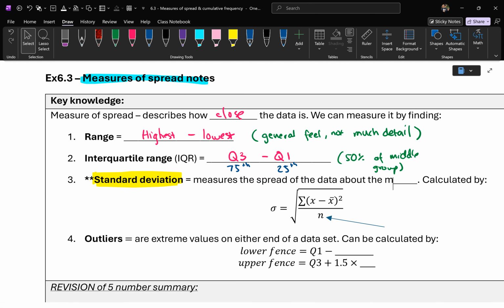So what is standard deviation? It is a measure of the spread of the data about the, and fill this in, the mean. I'll explain what that means later, and then it makes a lot more sense what that line actually means.